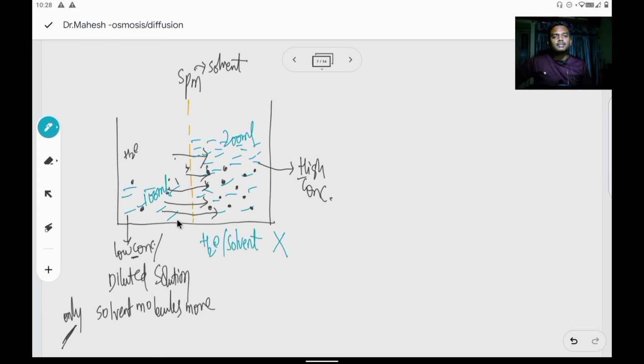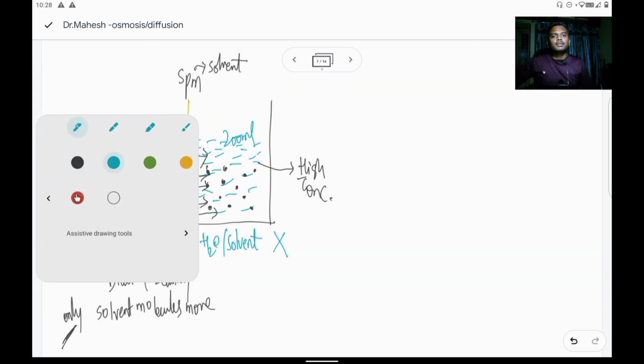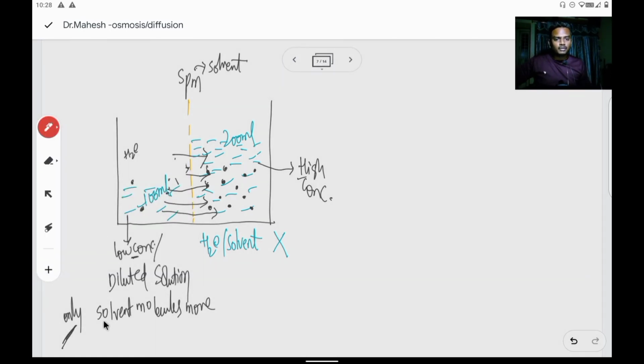And the main point you should remember here is, only solvent particles move and only in one direction, and the concentration of solvent which diffuses through the semi-permeable membrane doesn't become equal on both sides. Okay.